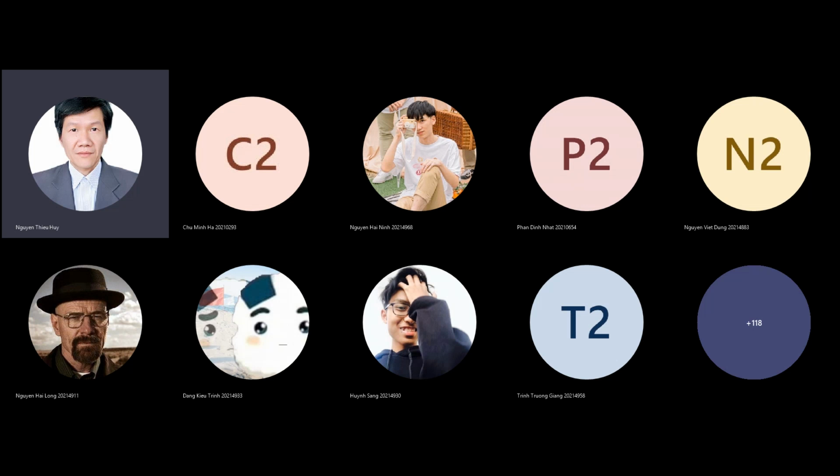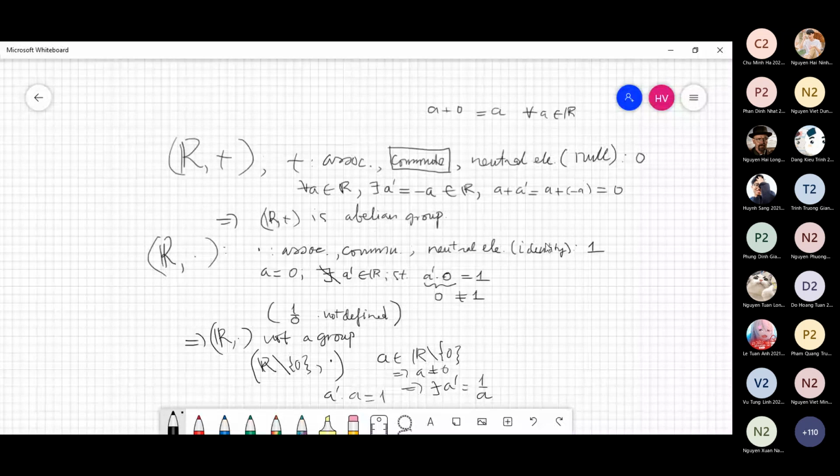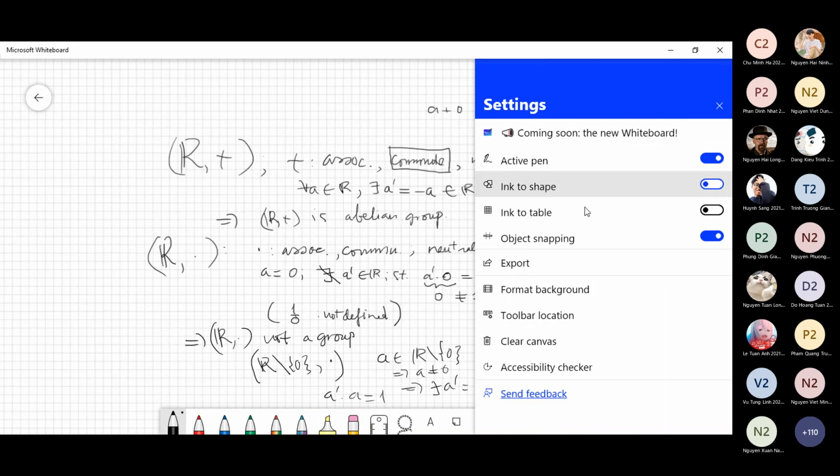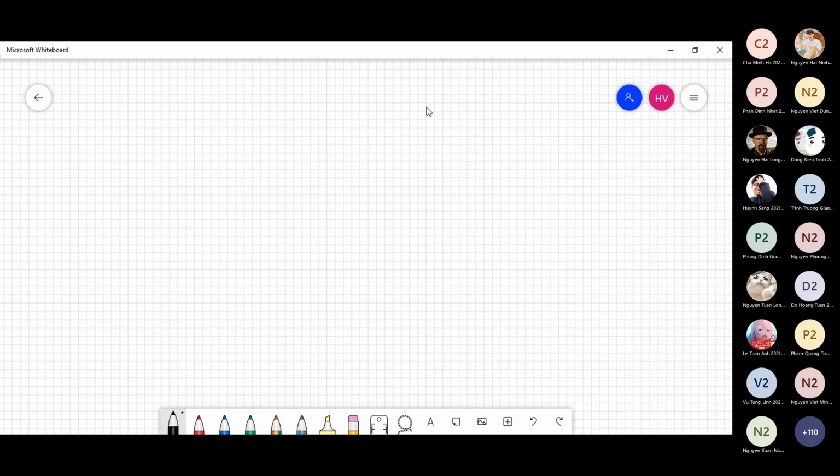Okay, I go to the whiteboard again. I delete this. The question is very simple. Why groups? I have to write in a nice way. Why do we need to learn groups? Why do we learn groups? Is that for fun?